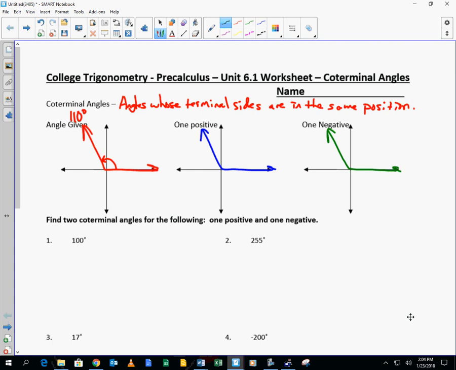Okay, so I'm going to do another one that's positive. Anybody know another positive angle that would be coterminal? I'm going to add 360, and I get 470. So 470 degrees is coterminal with 110 degrees. I just go around more than once. Yes, no?